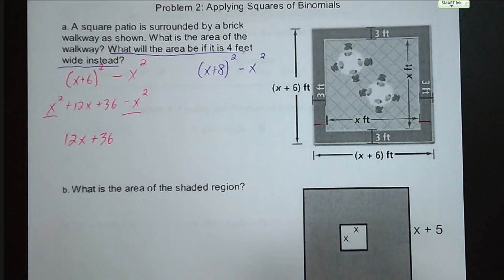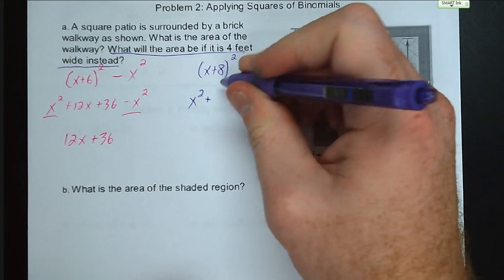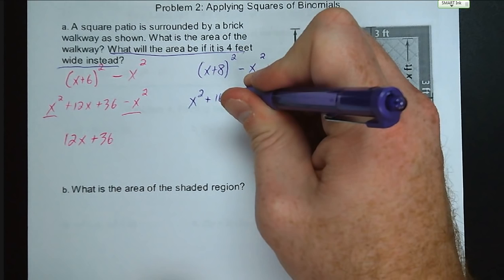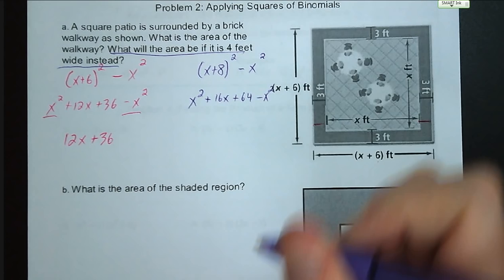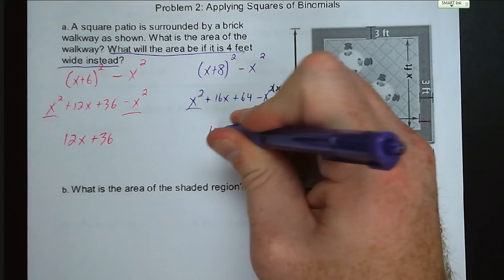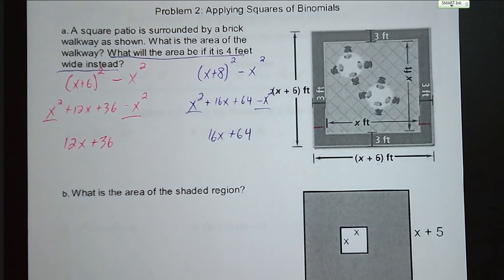So x plus 8 squared, we'd have x squared plus 16x plus 64 minus x squared. Combine like terms again. 16x plus 64 would be our expression for the area.